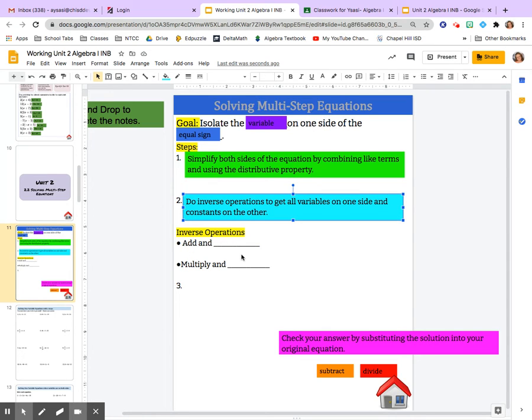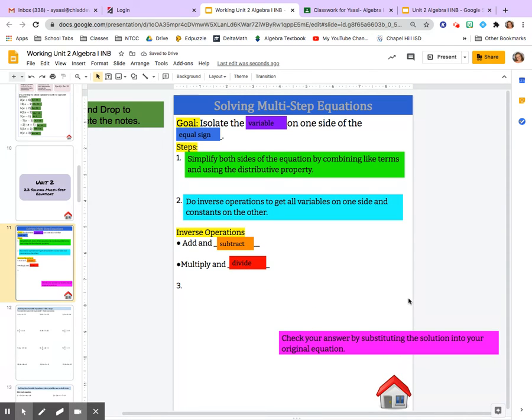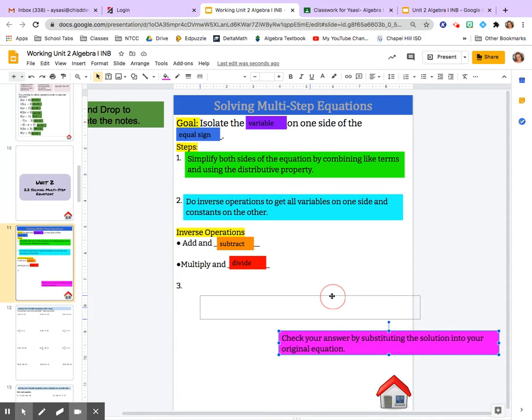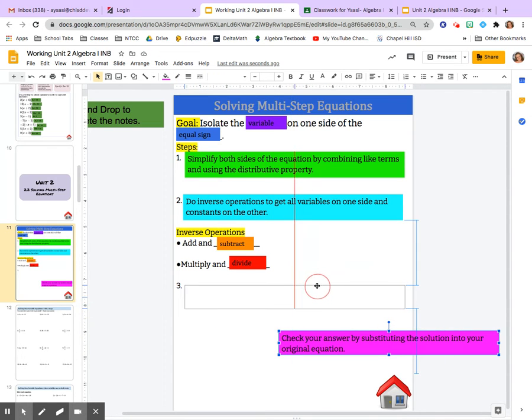So our inverse operations are, what is the inverse of add? Subtract. It's the opposite, so it's subtract. What about multiply? What's the opposite of multiply? Divide. And our last step is to check your answer by substituting the solution into your original equation.